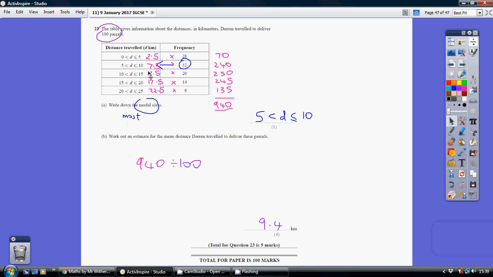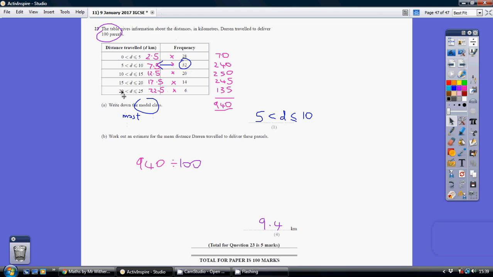Now, the table gives information about the distances Darren travelled to deliver 100 parcels. So, for example, on 28 occasions, he travelled between 0 and 5 kilometres, or taking the bottom one. On 6 occasions, he travelled between 20 and 25 kilometres. Now, how long did he actually travel? Exactly. We just don't know.